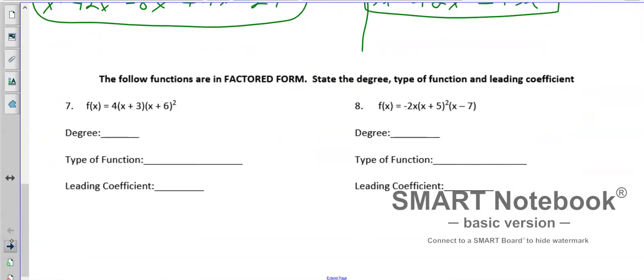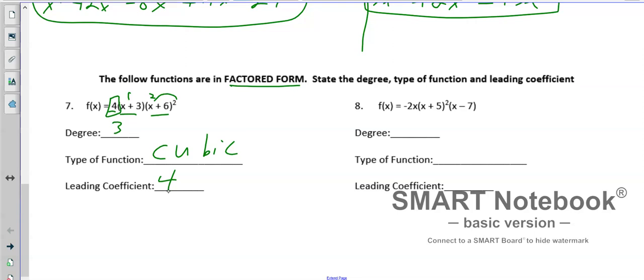All right. The following are in factored form, okay? You have to know the different forms. So factored form, notice we have a single constant, we have one parentheses, and we have a parentheses squared, which really means x plus 6, x plus 6. State the degree, type of function, and leading coefficient. So we basically just look at our x's. This is x to the 1. This is x squared. So our degree is going to be 3, which makes it cubic. And the lead coefficient will be this 4 right here.